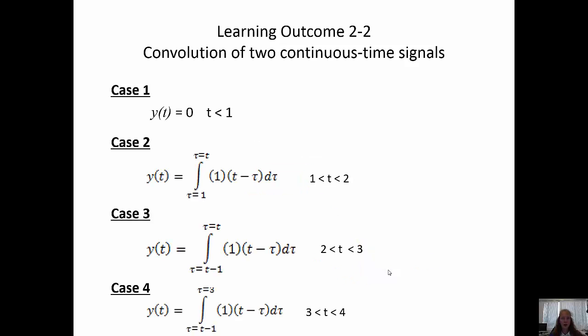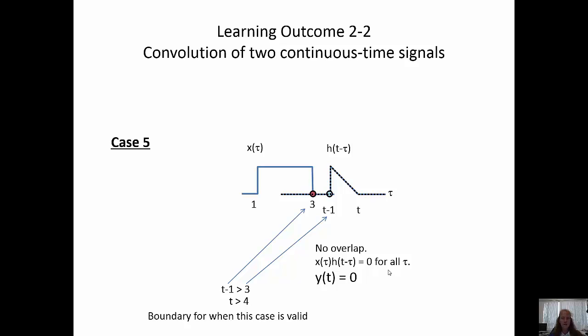So our answer to this point now shows all four cases, all four y of t's, and the range of function of time in which each of those cases is valid. Our final case for this example is when now t is great enough that we now have our h of t minus tau totally to the right of x of tau. This is when t minus 1 is to the right of 3, or t minus 1 is greater than 3, and t is greater than 4. Because there's no overlap, our y of t is 0.